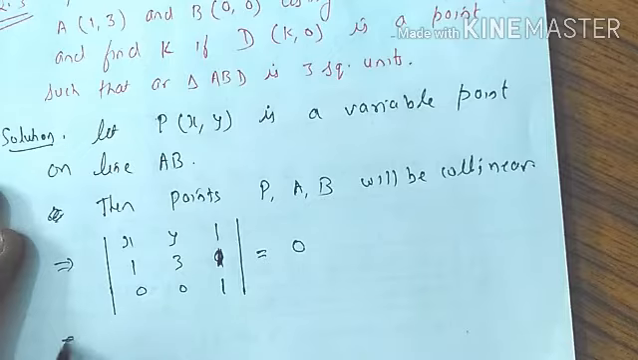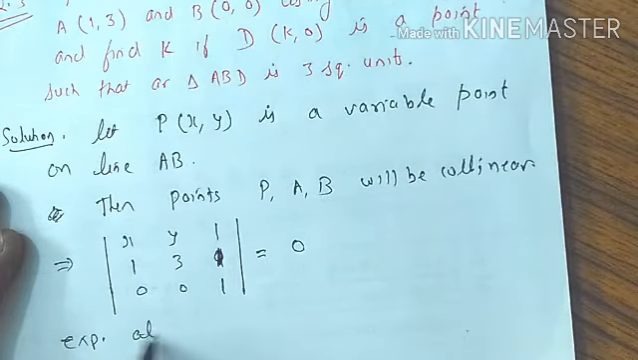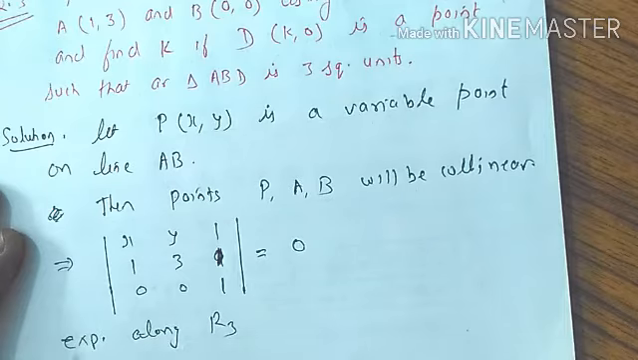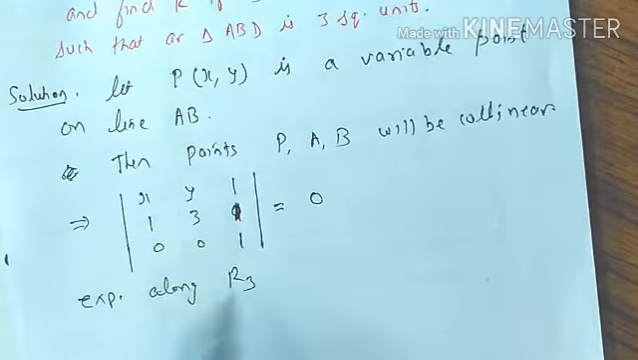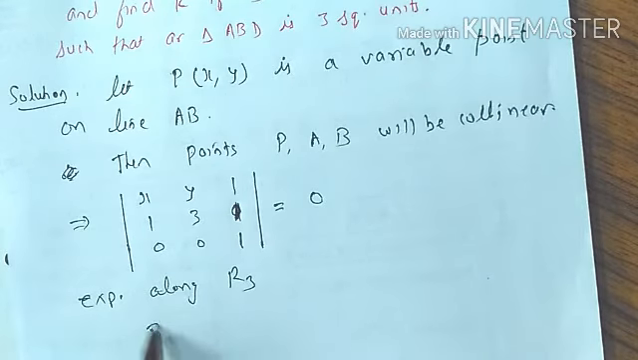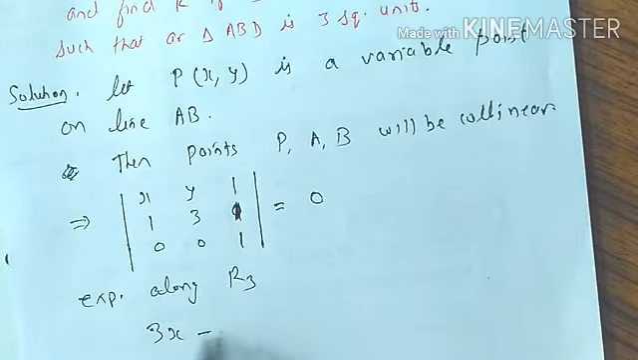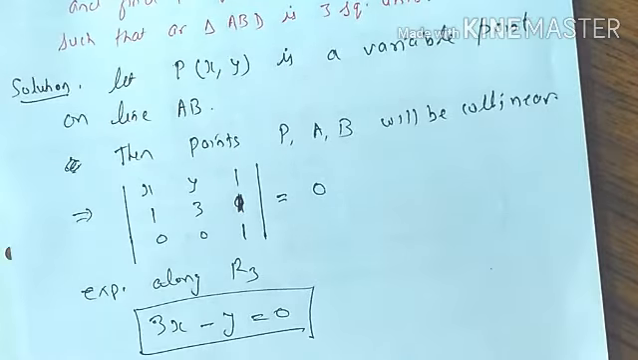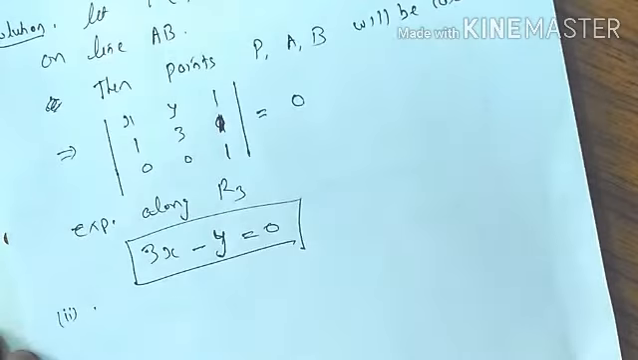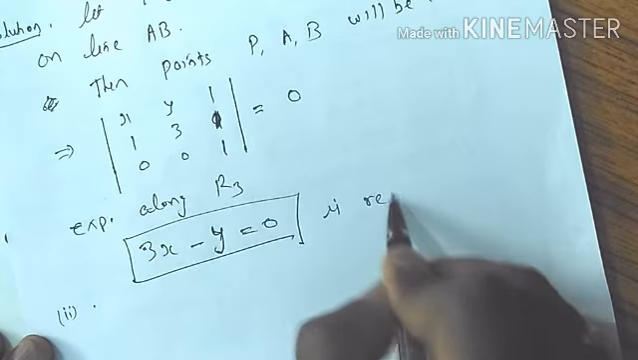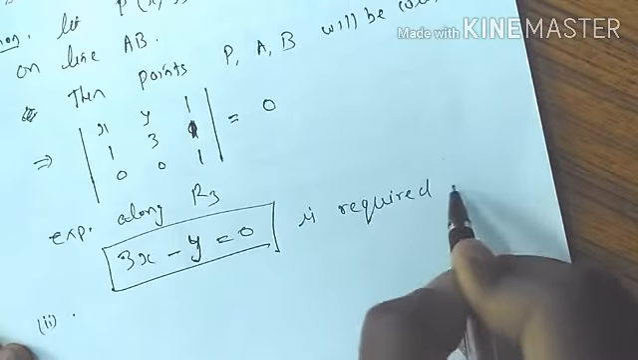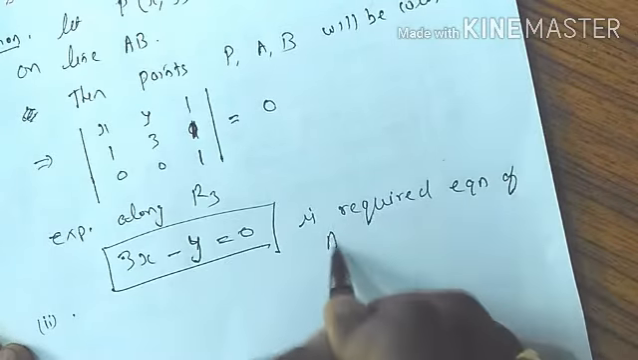So expanding along row 3, we can do it directly, because the 2 elements of row 3 are 0. So deleting this, we get x into 3, 3x minus y equal to 0 will be the required equation. Okay, so this way we get the required equation: 3x minus y equal to 0 is the required equation of AB.